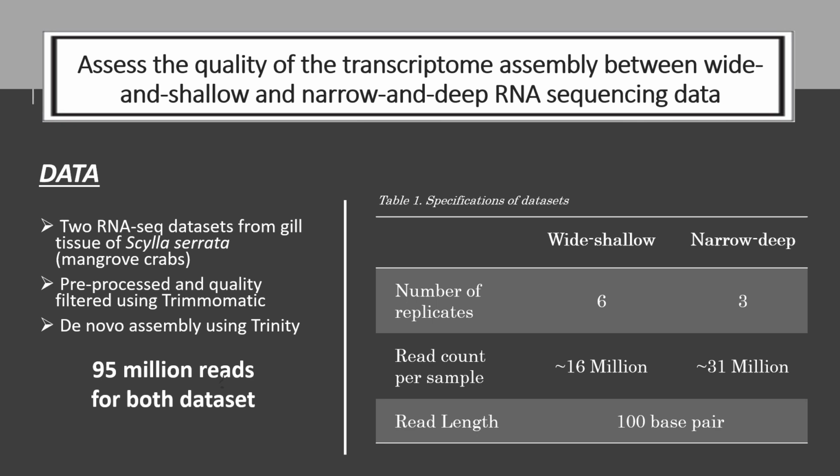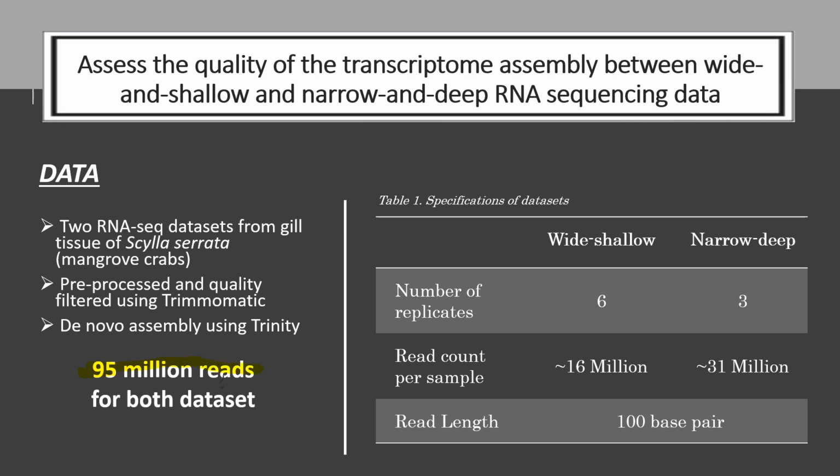The data used in this study are two RNA-seq datasets from gill tissue of Sila serrata, commonly known as mangrove crabs. Each dataset was pre-processed and the clean reads were then assembled through a de novo assembly approach using Trinity. And this produced a total of approximately 95 million reads spread across the replicates.